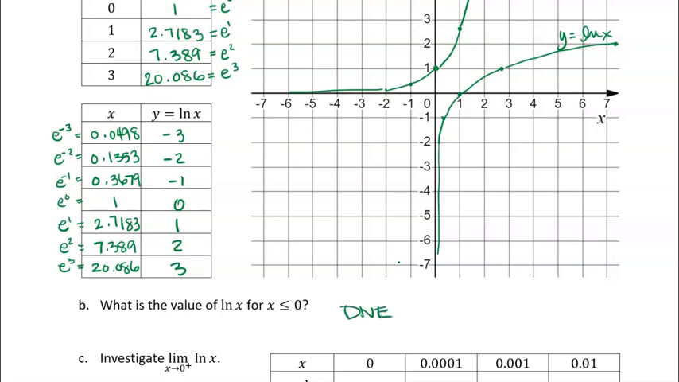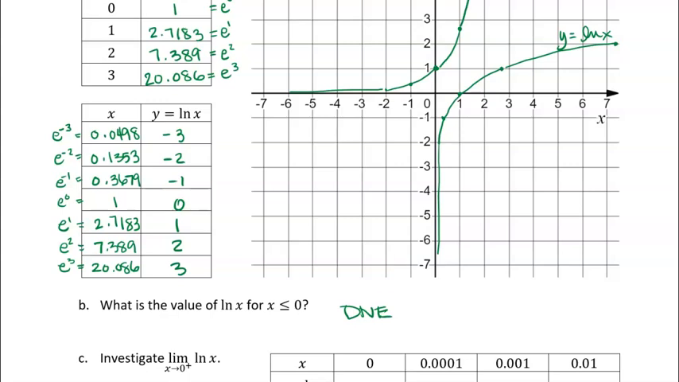There's no power of e that would give us 0 or a negative number, and since the natural log is just the inverse of e, then we can't put any negative numbers into the ln of x. Okay, so those values don't exist.